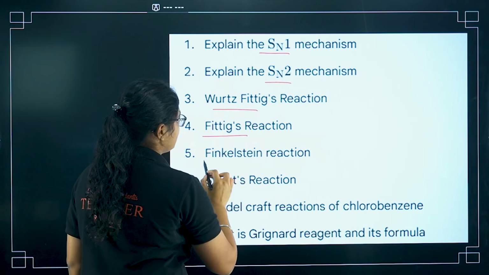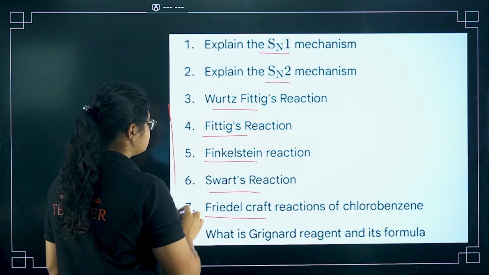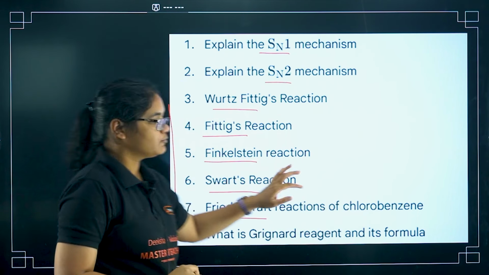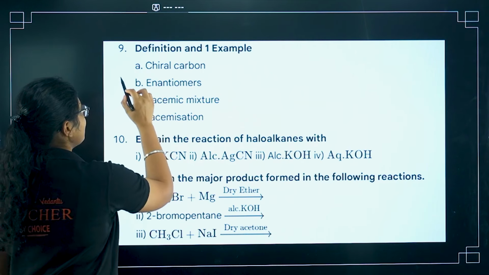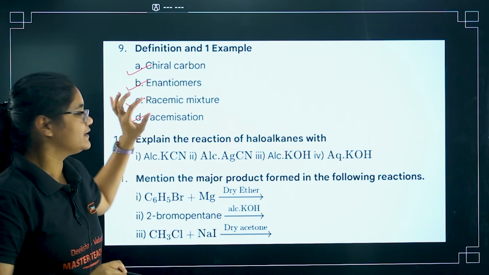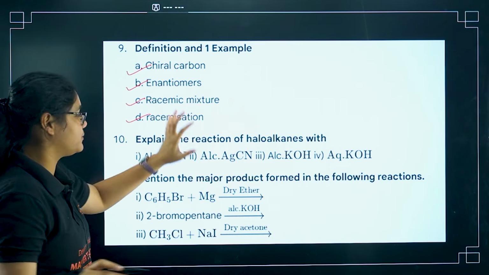Moving to the next chapter: SN1 and SN2 mechanism, must question. Wurtz-Fittig reaction, Finkelstein reaction, Swarts reaction, Friedel-Crafts reaction, all these name reactions with examples you have to prepare. Grignard reagent and its formation, very important question. Definition, chiral carbon, enantiomers, racemic mixture and racemization. Racemic mixture and enantiomers are asked every alternate year, so please do prepare this one.